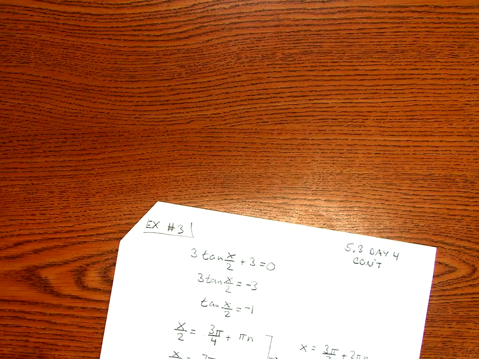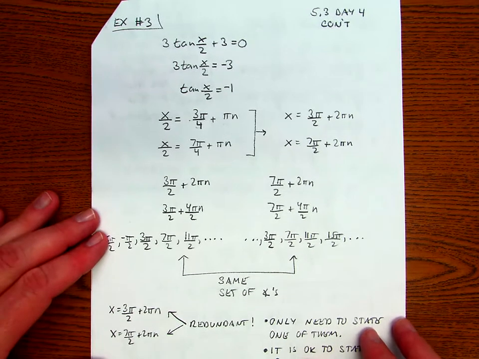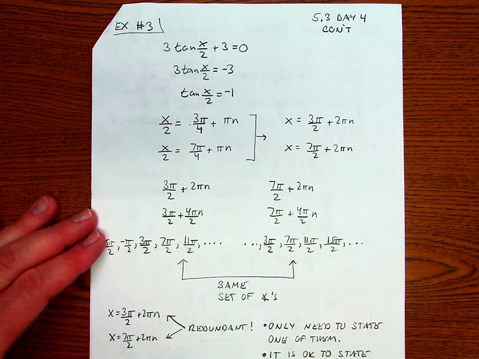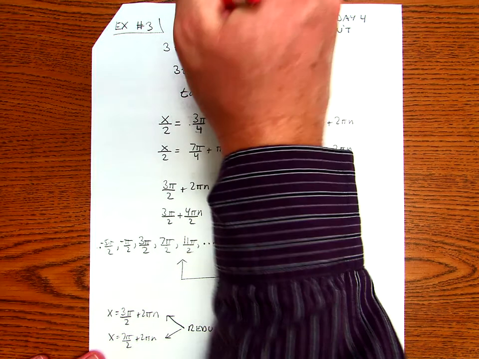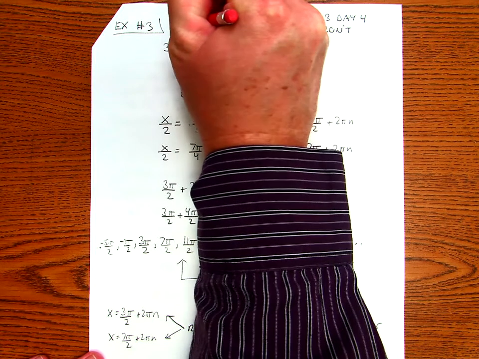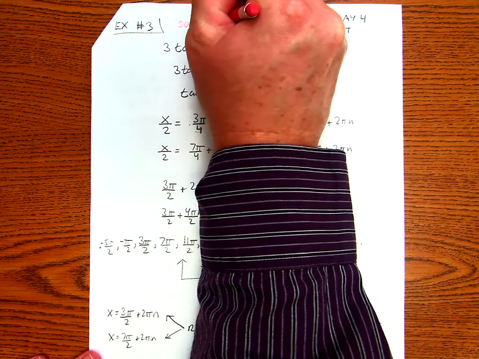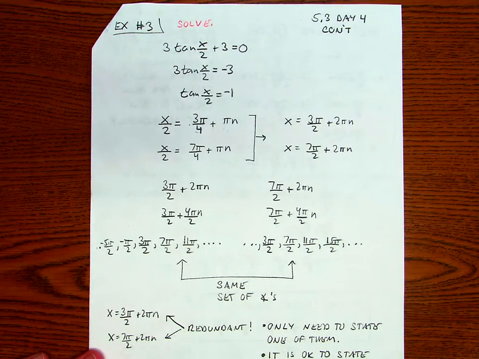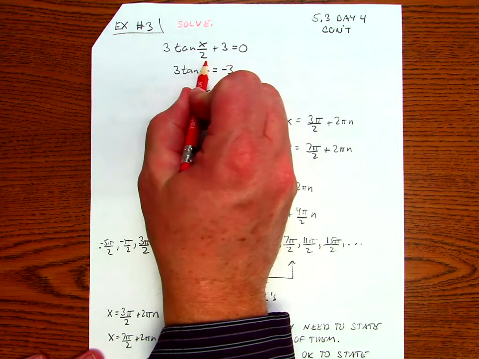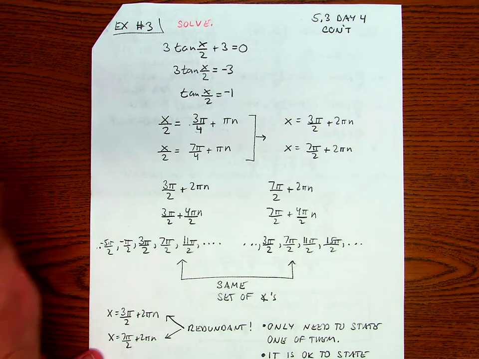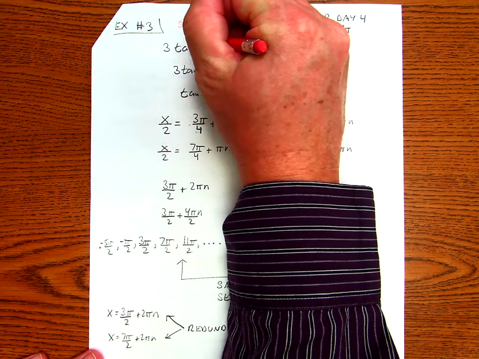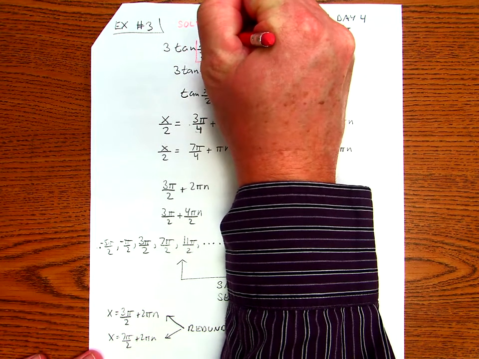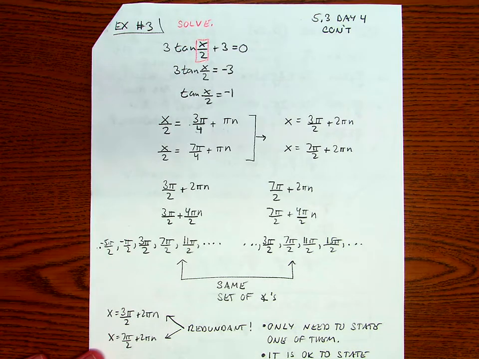All right, example number 3. We are still working under the instructions of find all solutions. I guess that should have been written up here. You'll either say solve or find all solutions. This time we have a partial angle formula. So instead of something times x, it's x divided by something. Same basic strategy. We want to solve this equation for x over 2.